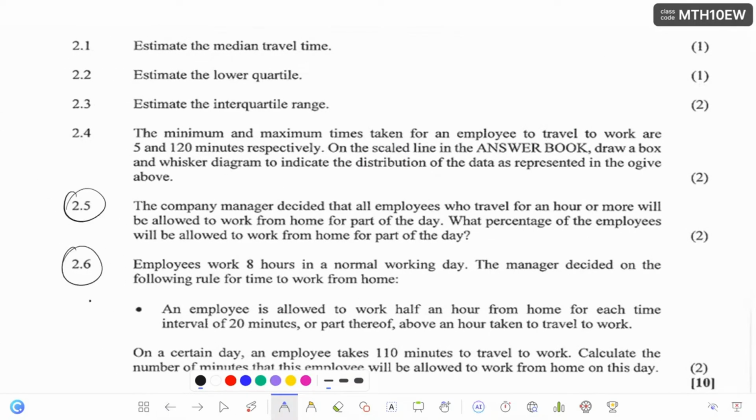So okay, now let's go to, we are done with this one. No, we are not done with this one. We are going to do this one. The company manager decided that all employees who travel for an hour or more will be allowed to work from home for part of the day. What percentage of the employees will be allowed to work from home for part of the day? They said all employees who travel for an hour or more, that's the key point, will be allowed to work from home.